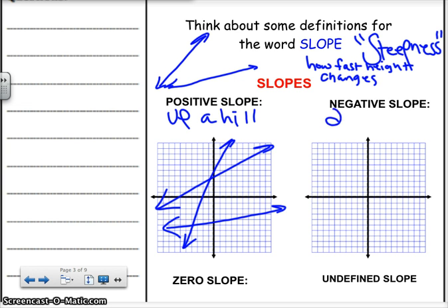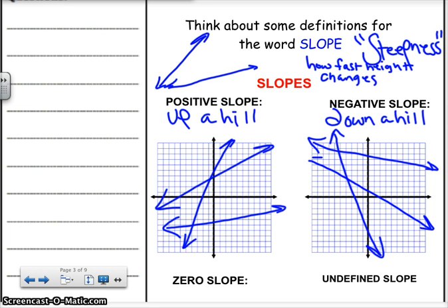Negative, you're going down a hill. So you can have a gradual, like a bunny hill style slope. You can have a black diamond style slope. Okay? You can have something right in the middle. As long as you're going down a hill, it's a negative slope. So negative, you think down.